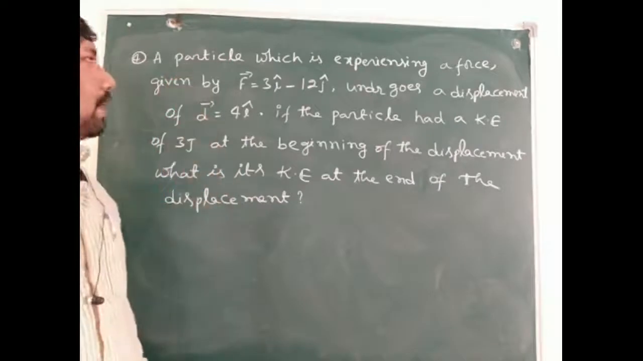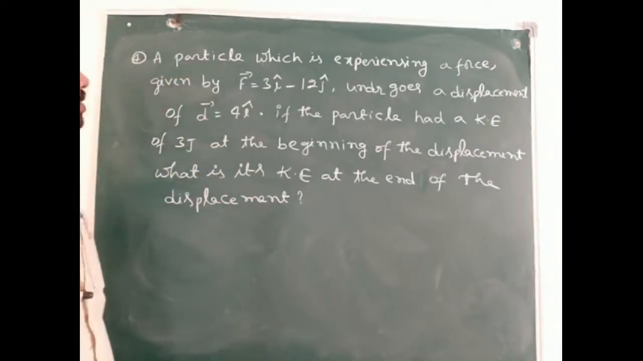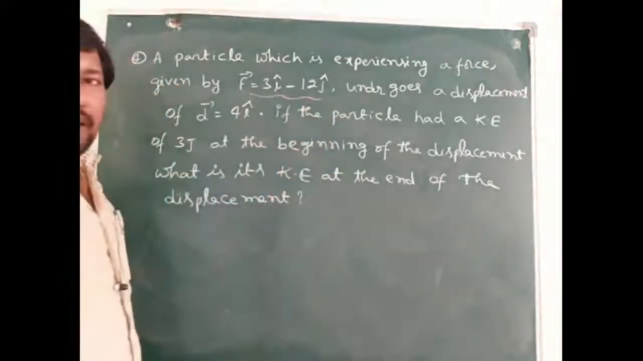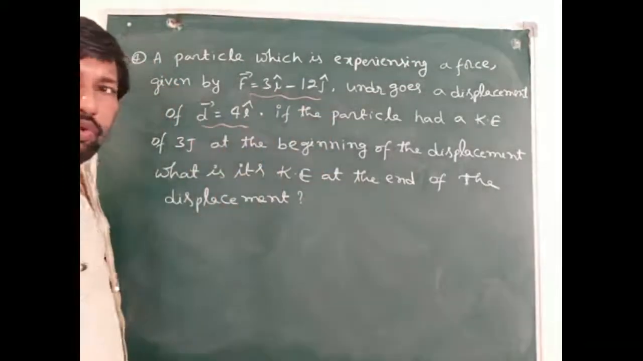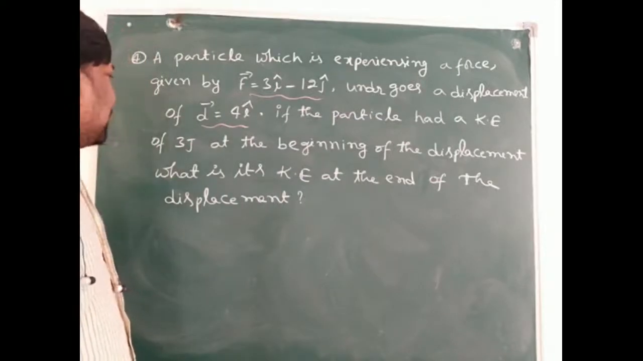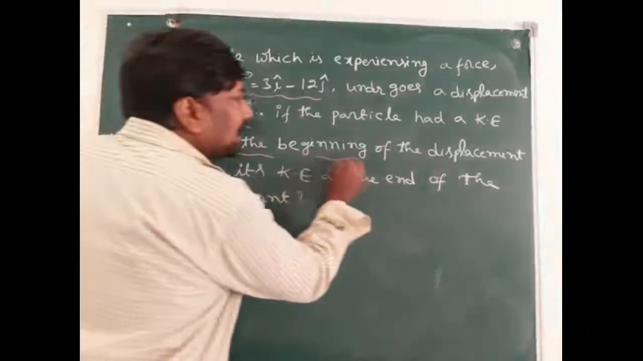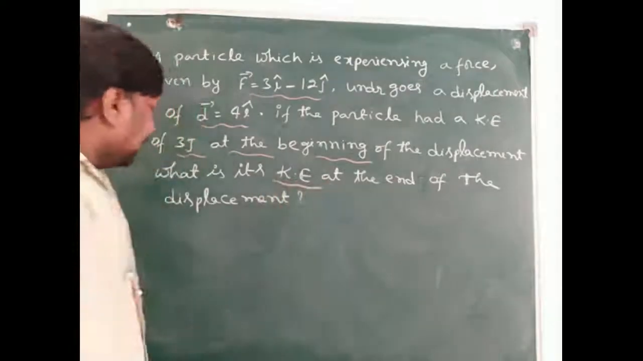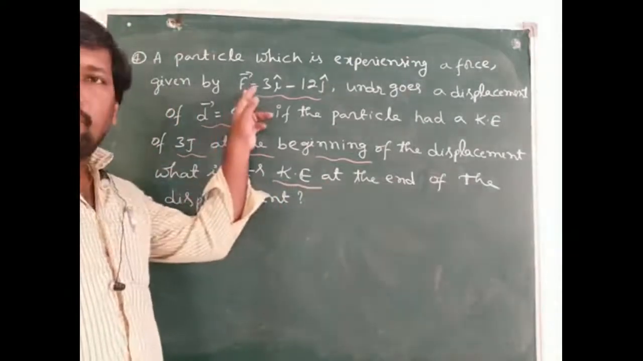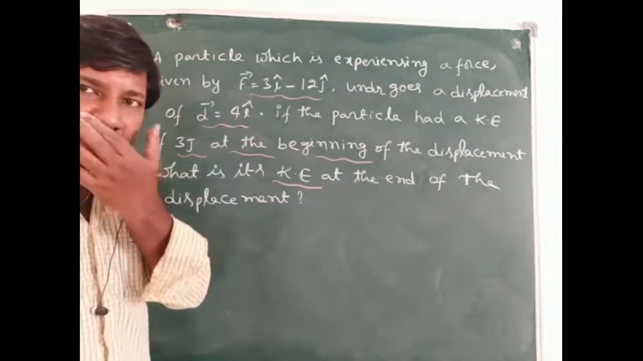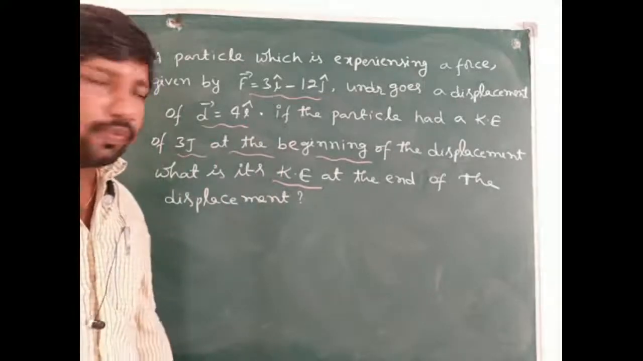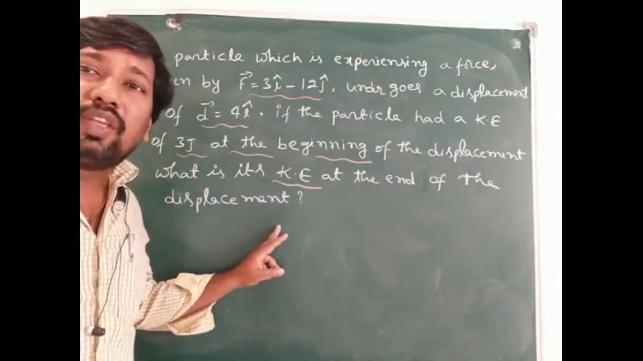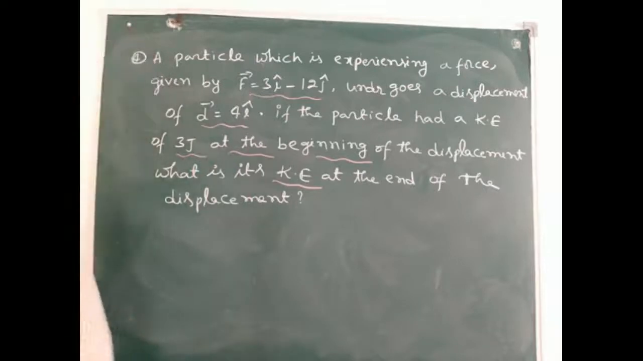Now problem number 4. A particle which is experiencing a force given by F bar equal to 3i cap minus 12j cap undergoes a displacement of d bar equal to 4i cap. If the particle had a kinetic energy of 3 joules at the beginning of the displacement, what is its kinetic energy at the end of the displacement? Here force and displacement are in vector form. 3 joules is the initial kinetic energy. Now we can find the final kinetic energy. Okay, so we can solve this problem.